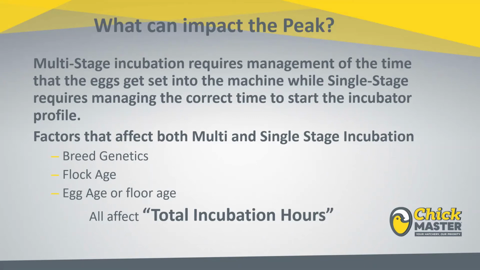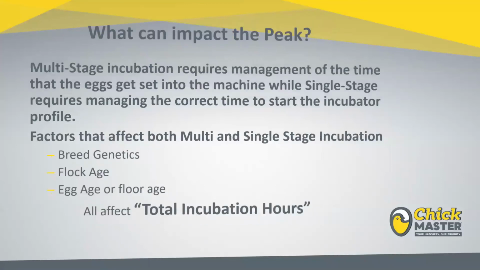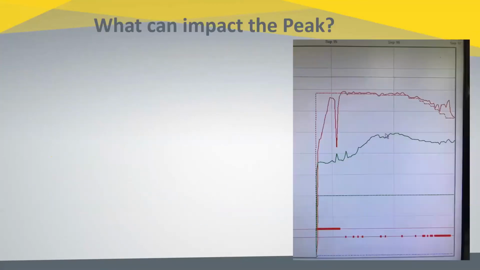So when I add or take away time due to flock age or egg age, specifically what I'm doing is making an adjustment not to when I pull the chicks, but when I need to set them. What time do I start my single stage incubator, or what time do I put these eggs into the multi-stage incubator? That is what affects the total incubation hours of your egg pack and your developing embryo, hopefully producing a chick. So I have to take these things into consideration when I set that, and that essentially is what helps control when this peak occurs.